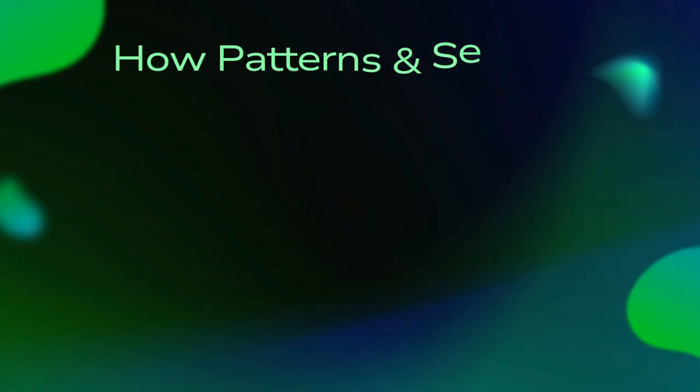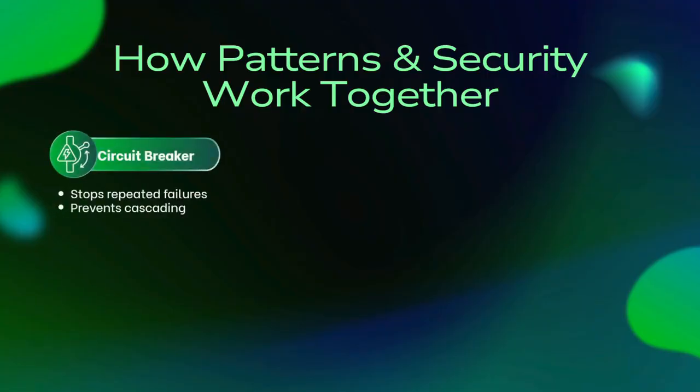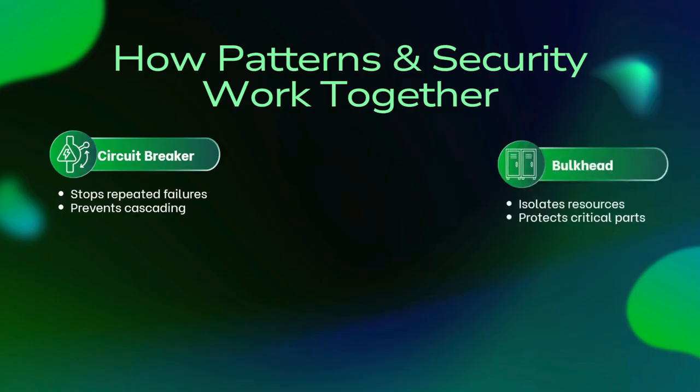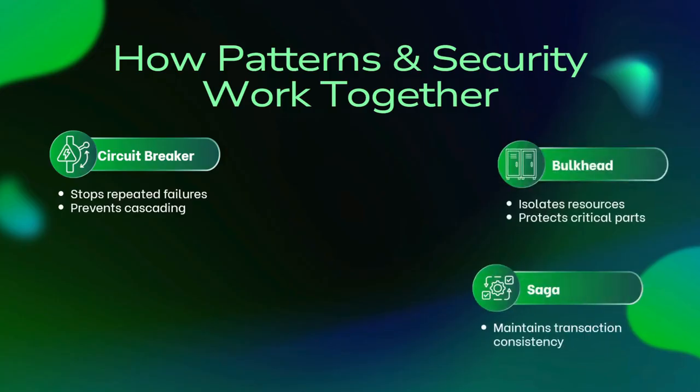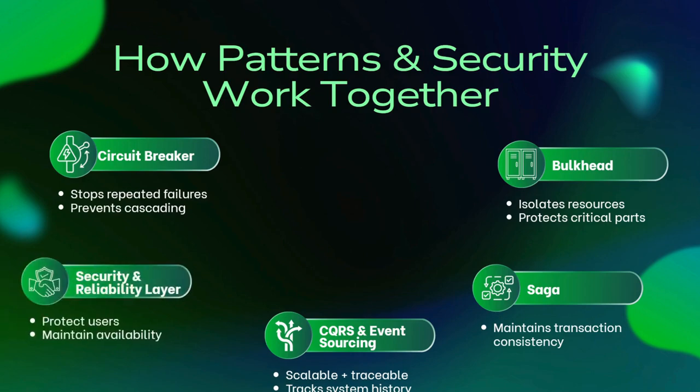So how do patterns and security work together? Advanced patterns and security measures complement each other. Circuit breakers prevent failures from cascading. Bulkheads isolate critical resources. Sagas maintain consistency across distributed services. CQRS and event sourcing provide scalability and traceability. Authentication, rate limiting, failover, and monitoring protect users and maintain availability.